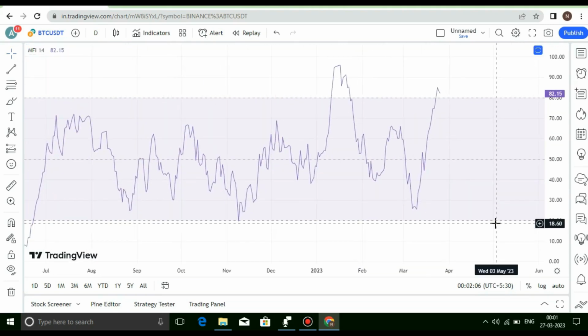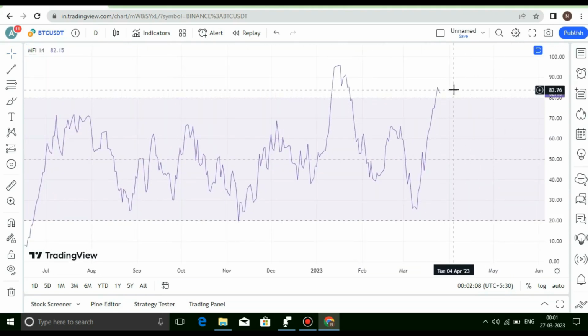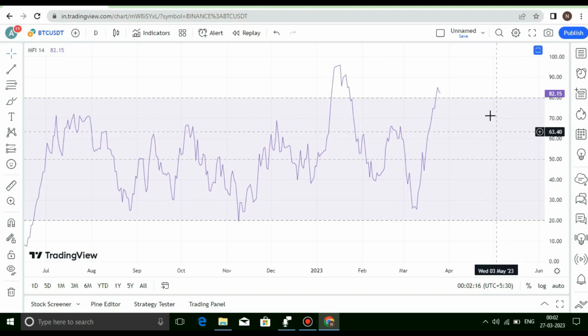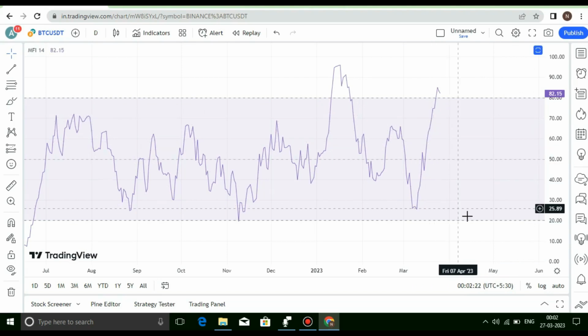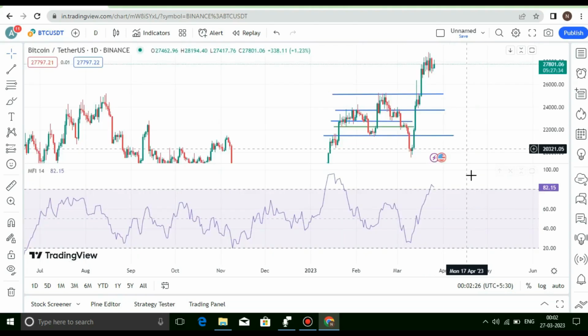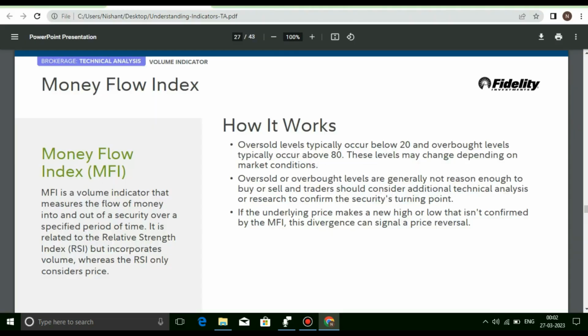Right now the money flow index of Bitcoin is above the 80 level. It is at 82.15. Okay, so this situation of Bitcoin is considered an overbought situation. If it falls below 20, then it will be considered an oversold situation. So that's it, guys, for money flow index.